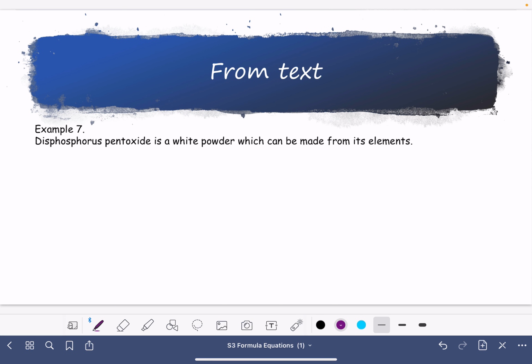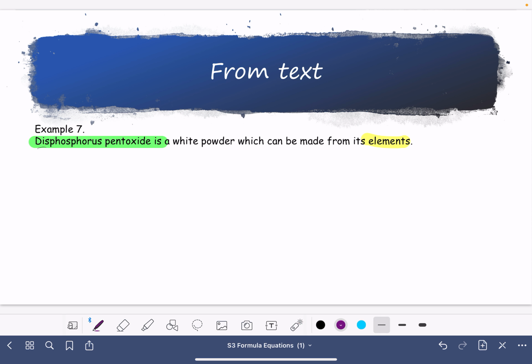Okay, next example then. So we've got diphosphorus pentoxide. We've actually got two prefixes in this one, di and penta. And it says diphosphorus pentoxide is a white powder which can be made, so this is going to be our product, from its elements. It doesn't actually tell us what the elements are, but we can work it out because diphosphorus pentoxide must have phosphorus and oxygen.